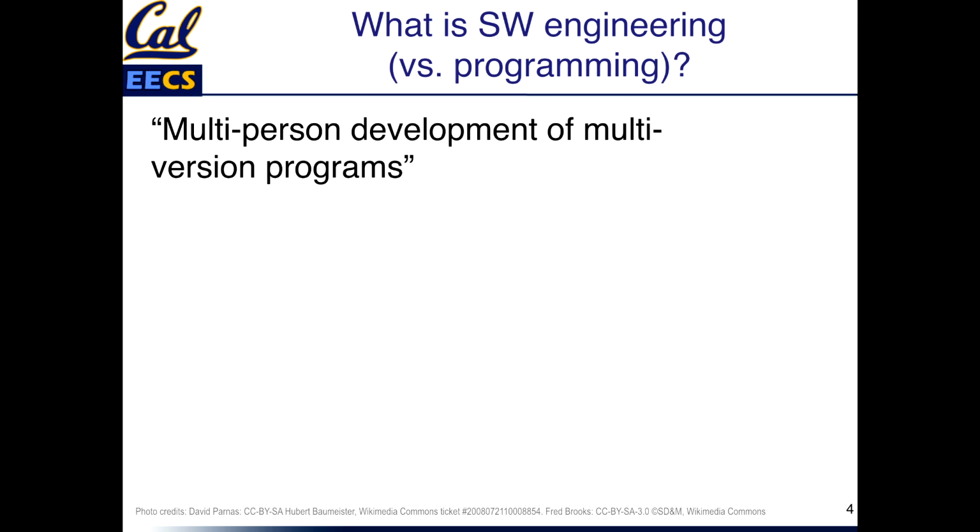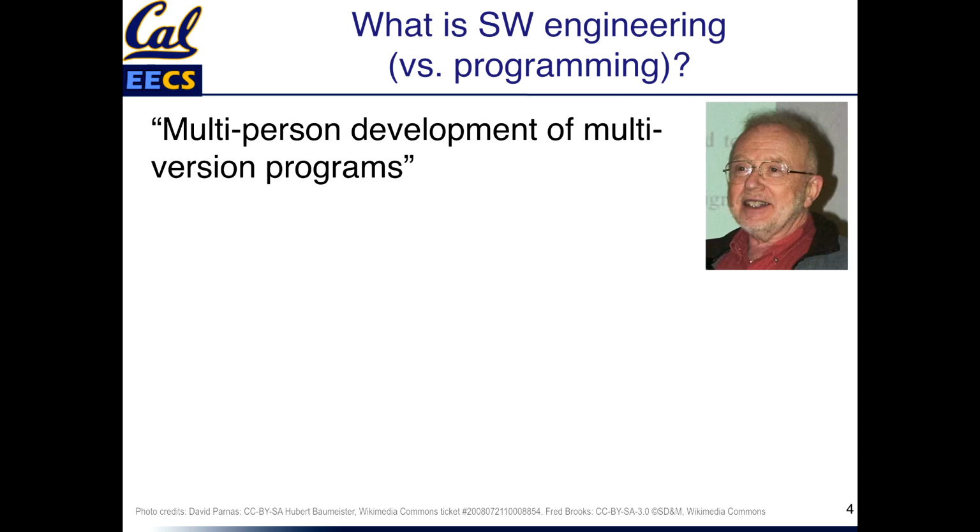If you're working on an open source project on GitHub, you are potentially collaborating with any number of people around the world who might even speak a different language than you. All sorts of things you might have as a team. So multi-person is a key piece.